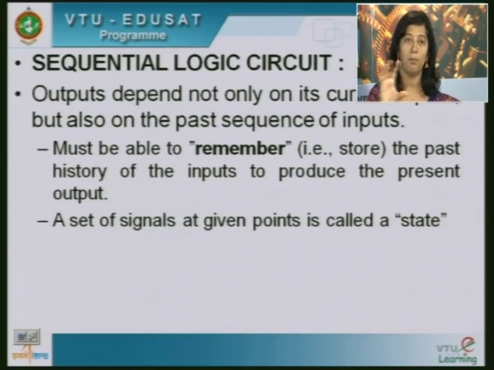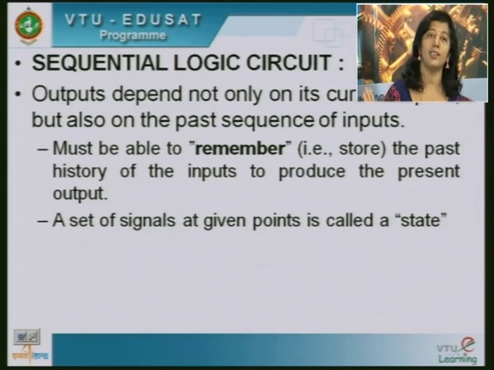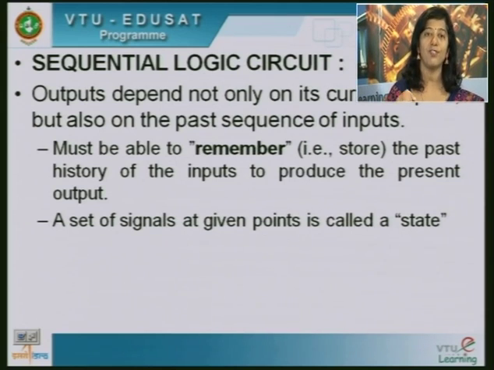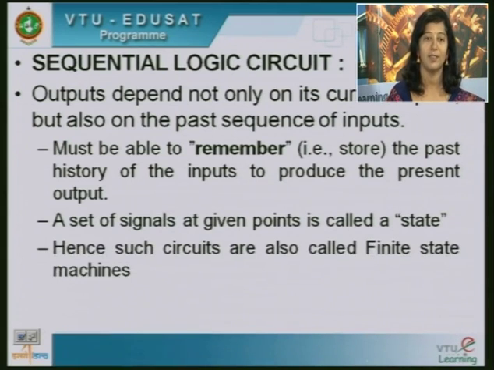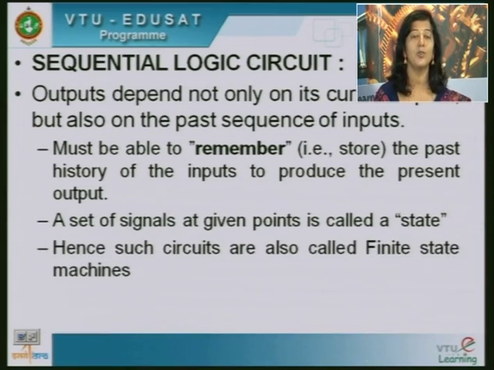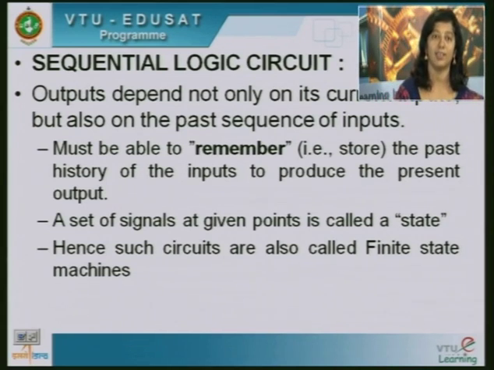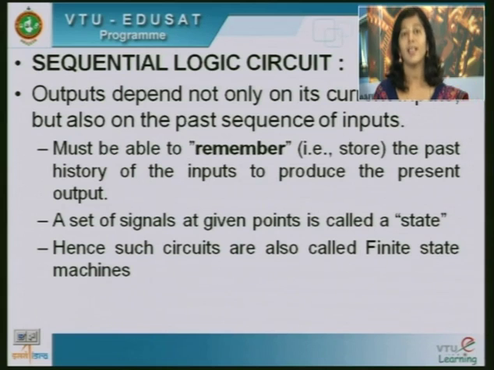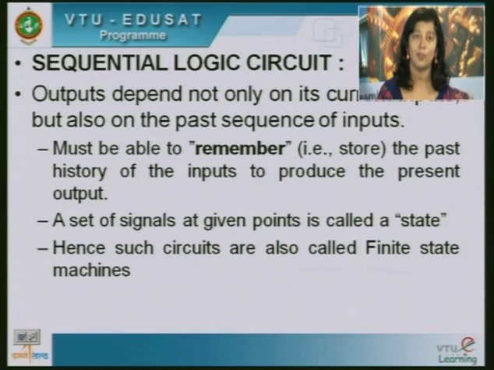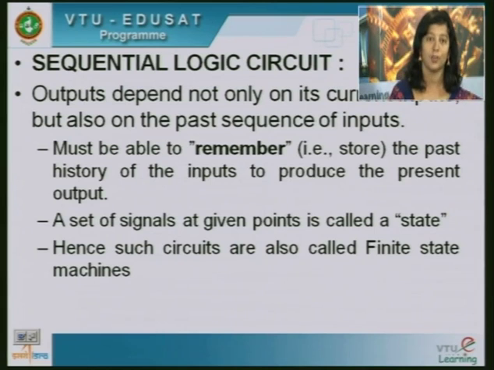We choose different points in a circuit, and the values of the signals at those particular points are called a state. We will call it the current state, next state, previous state, and so on. We name it like that. All such circuits are normally called finite state machines, or FSMs in short. Finite state machines are also sequential logic circuits because they depend on current as well as past inputs. So memory is incorporated in this circuit.